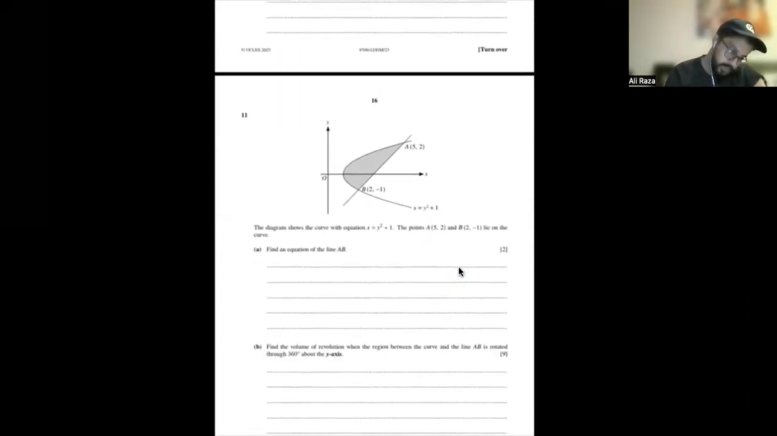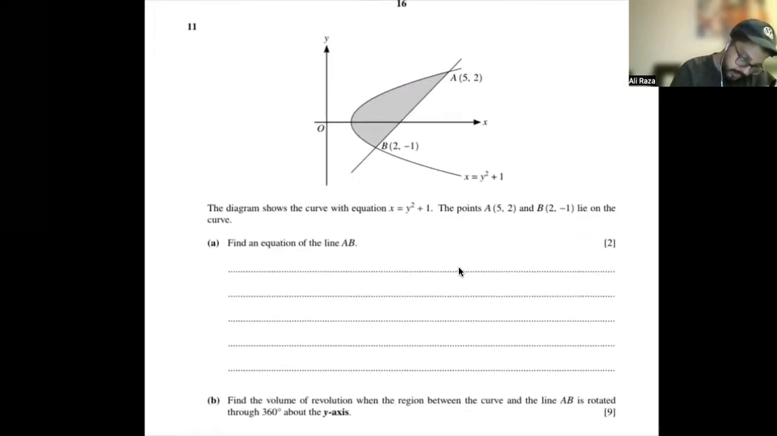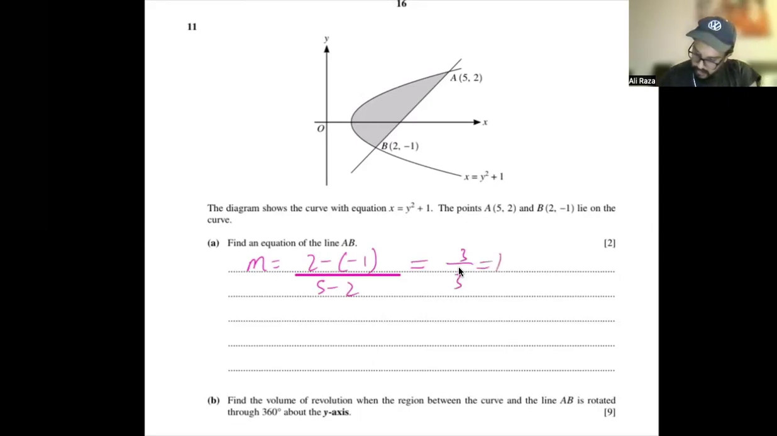Moving on to question 11. The diagram shows the curve with equation x is equal to y squared plus 1 with the points A (5, 2) and B (2, minus 1), which lie on the curve. In the first part, we need to find the equation of AB. So we'll find the gradient. 2 minus minus 1 and 5 minus 2 gives us. So the gradient comes out to be 1.